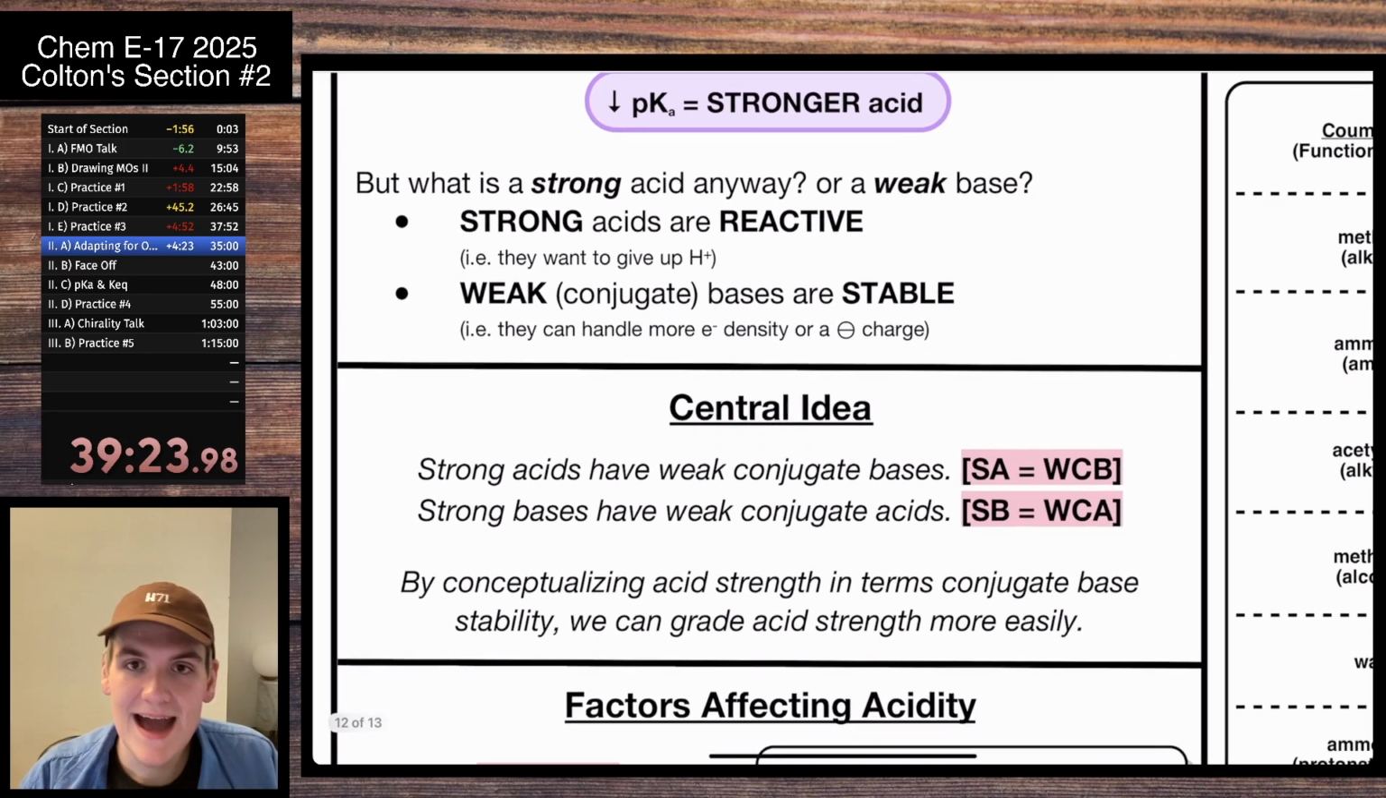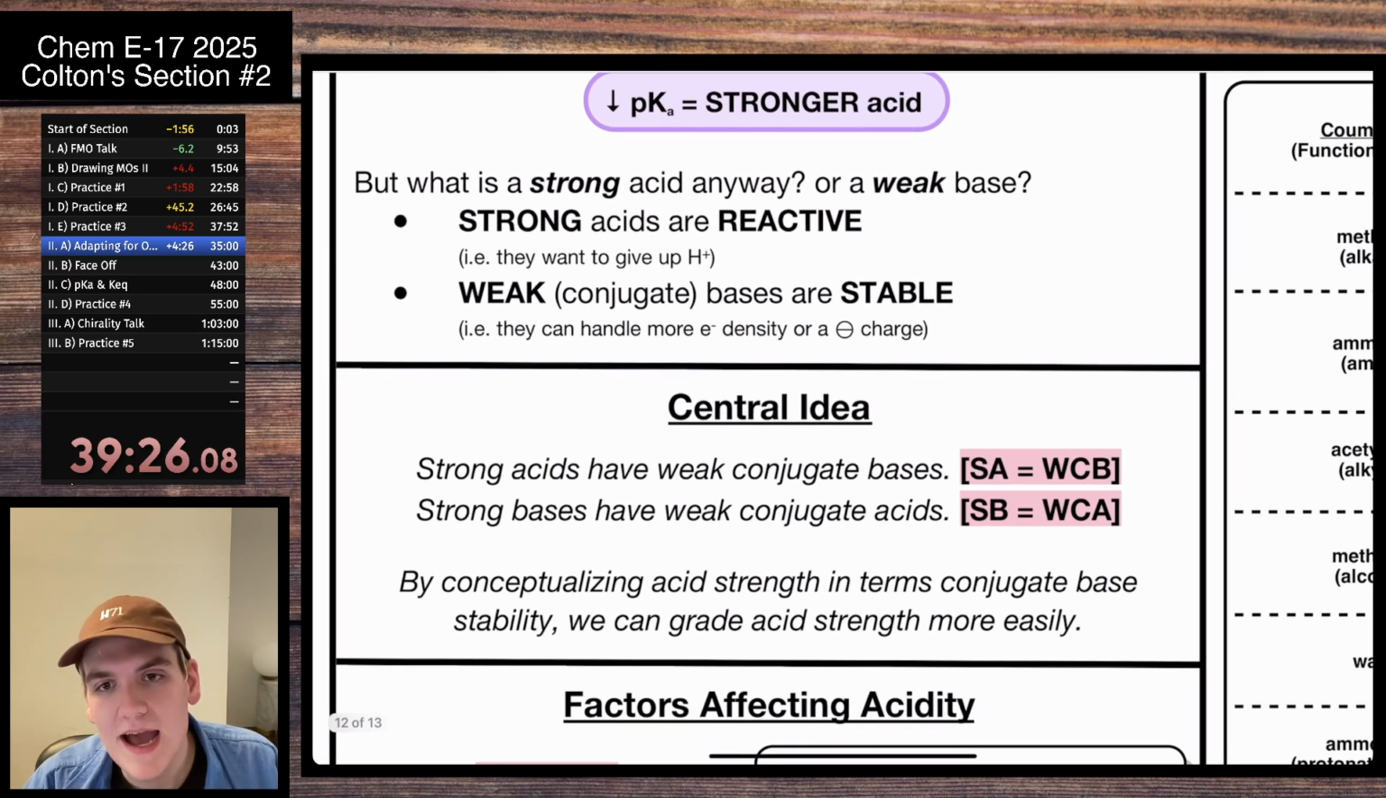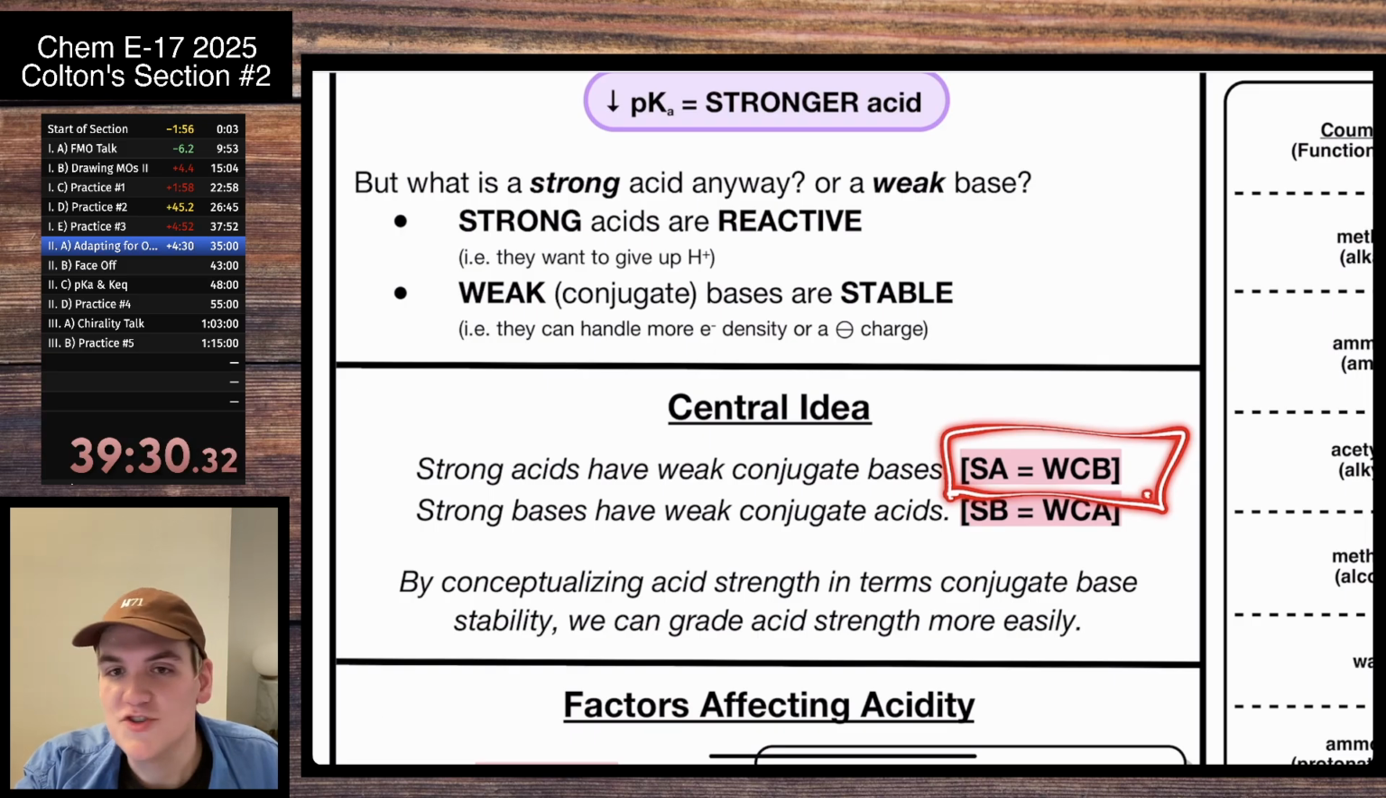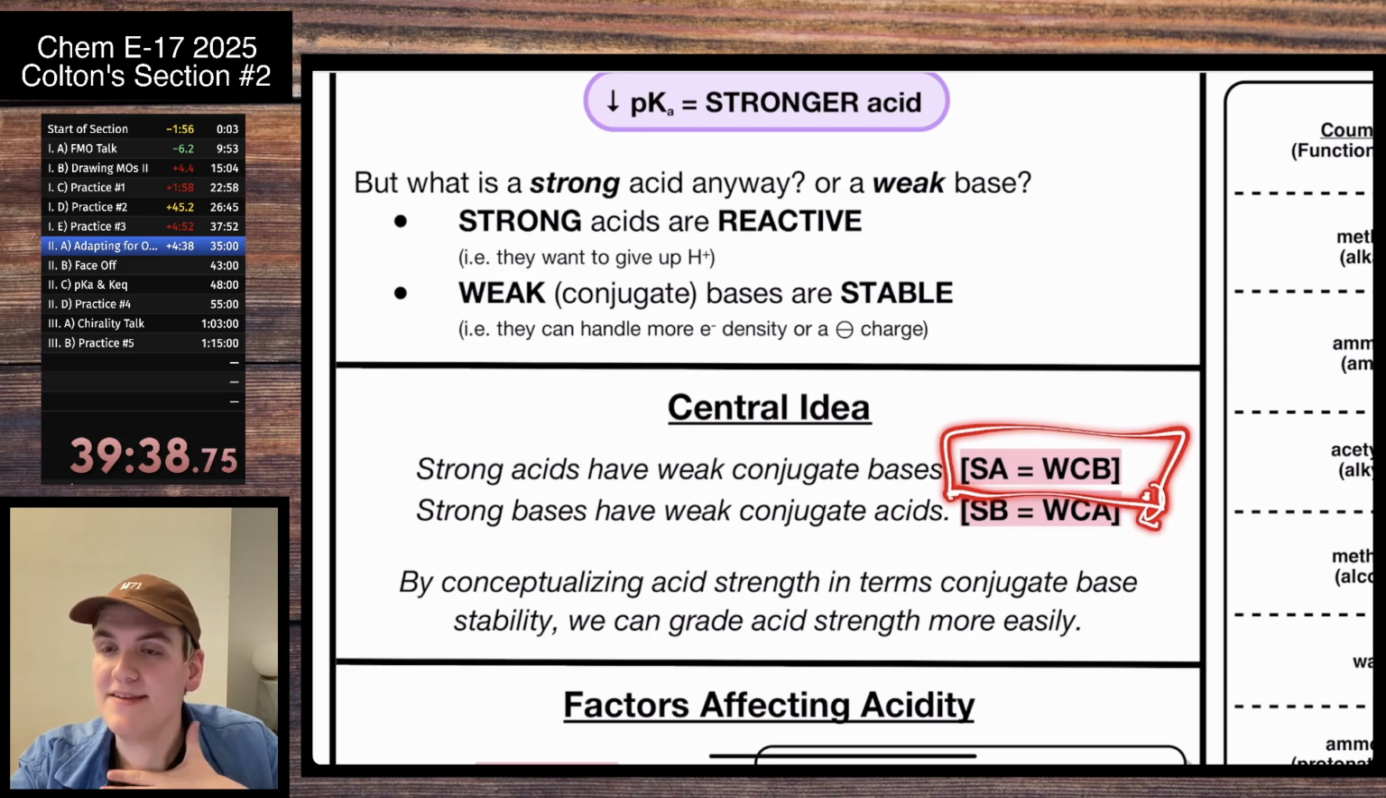So one thing that I always write on my paper anytime I'm doing acid-base questions is I write SA equals WCB. Strong acids have weak conjugate bases. That's kind of the short version. And you can also have the flip statement as well. And it's just a trend to remind me of things.